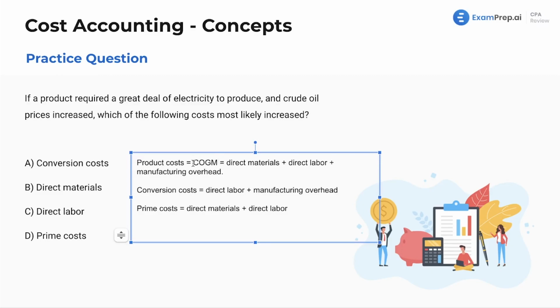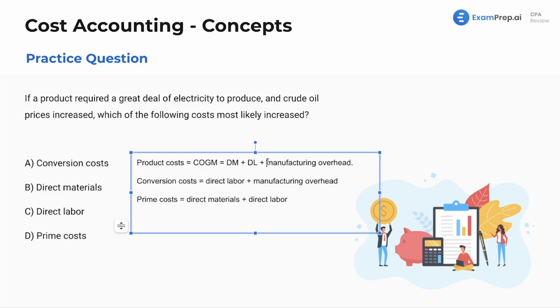And cost of goods manufactured, that's going to be your direct materials, direct labor, and manufacturing overhead. Definitely formulas to memorize because you'll have conceptual questions on them and you'll have actual mathematical based questions on them. Just to reiterate, product costs, another name for that is cost of goods manufactured, and both of those equal direct materials plus direct labor plus manufacturing overhead. It's a mouthful sometimes, it's a lot of words.